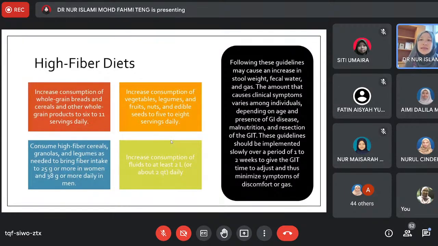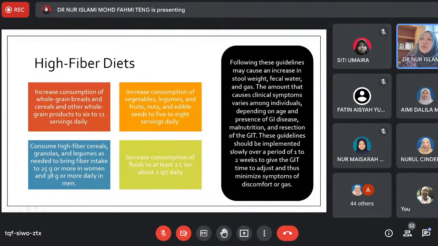Following this kind of diet may cause an increase in stool weight, fecal water and also gas. The amount that causes clinical symptoms varies among individuals depending on age and also presence of GI disease, any malnutrition and also resection of the gastrointestinal tract. So this guideline should be implemented slowly over a period of 1 to 2 weeks to give the GIT time to adjust and thus minimize symptoms of discomfort or gas.